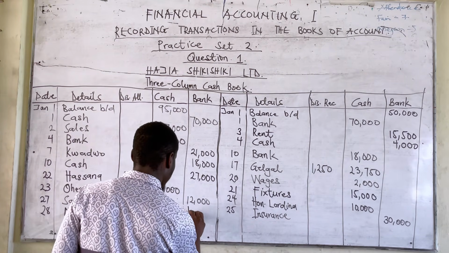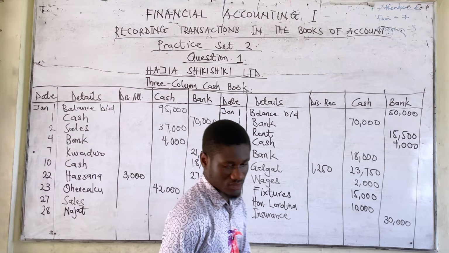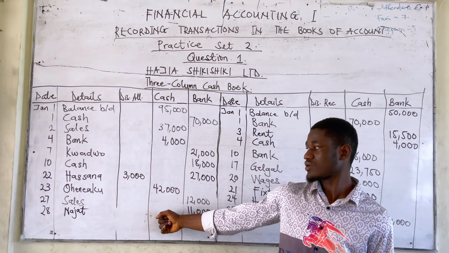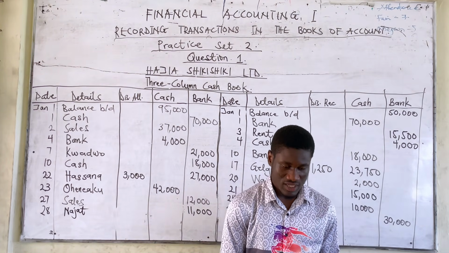Bank. Good. Because we receive more checks. Okay, so our bank amount is going to increase. Increase in bank, we have to debit.